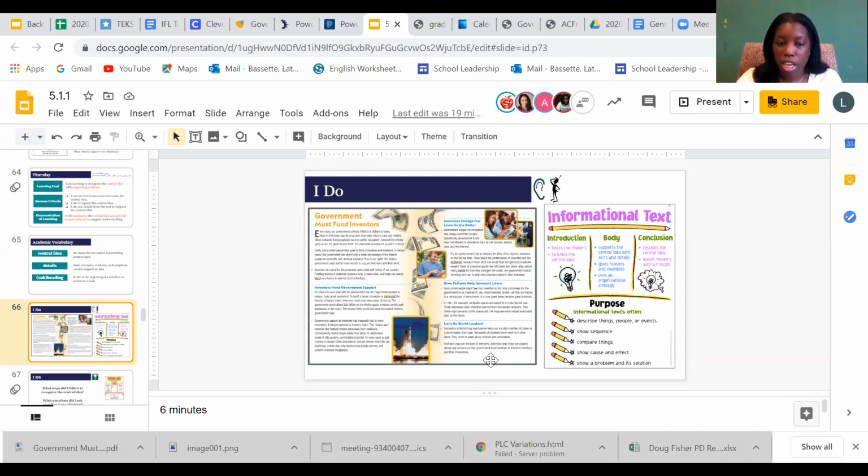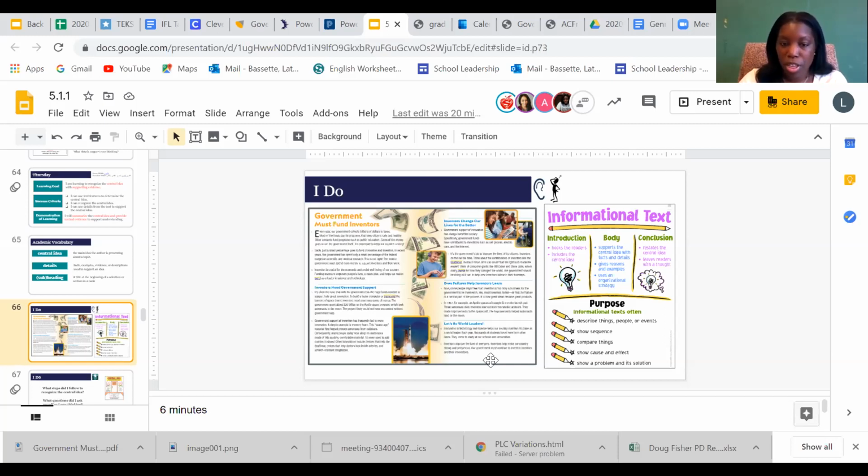So let's look at our title. Our title says, "Government Must Fund Inventors." Well, let's think about our title and what words jump out at us. The first thing that jumps out at me is the word fund. Well, I know fund means to support with money or give money. So then I think about who is going to be funding. Well, the government is the one that must fund. And who are they funding? They're funding the inventors.